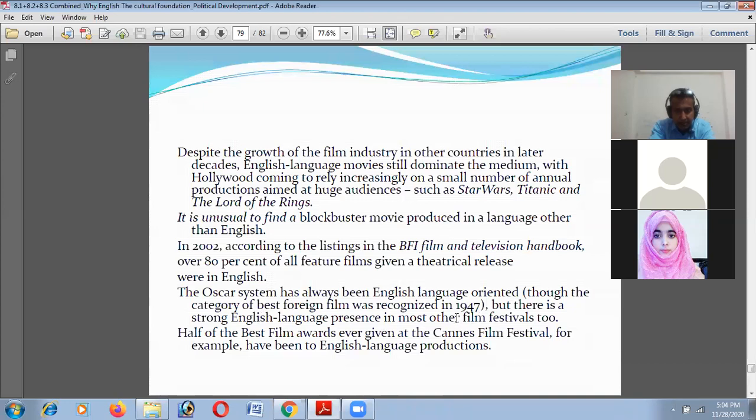We see another aspect, film festivals. The English language is present in film festivals too. Best film awards ever given at the Cannes Film Festival, for example, have been English language productions.